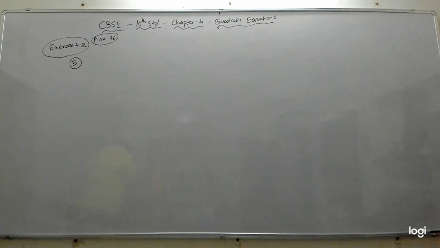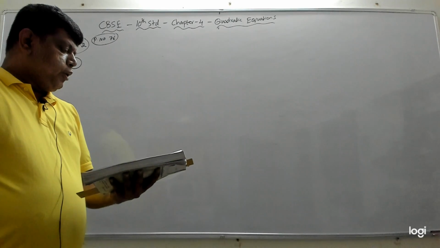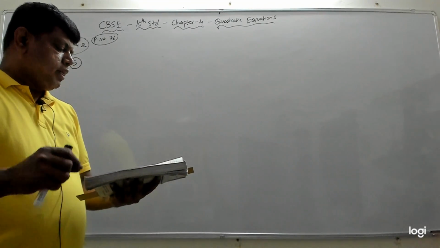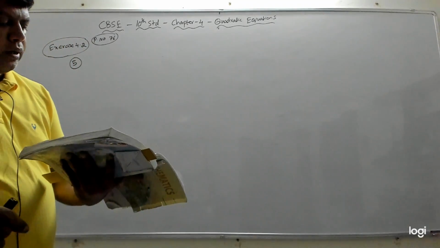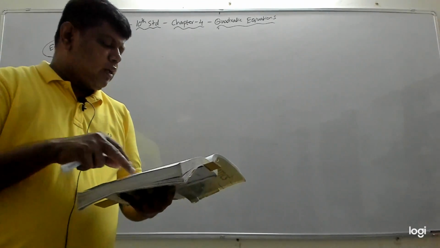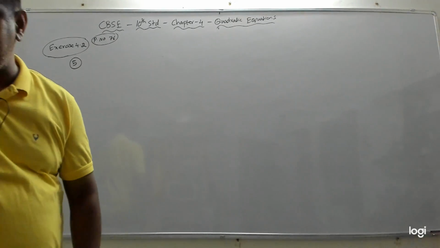So, the fifth question is: the altitude of a right triangle is 7 centimeter less than its base. If the hypotenuse is 13 centimeter, find the other two sides. Right? So what it says is there is a right triangle.